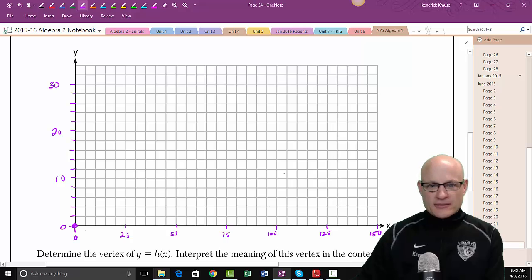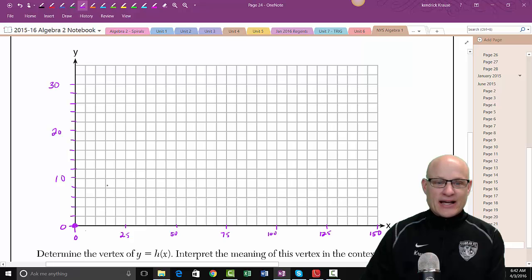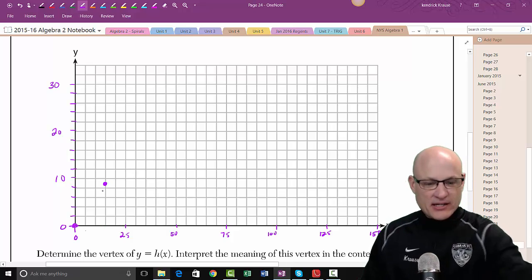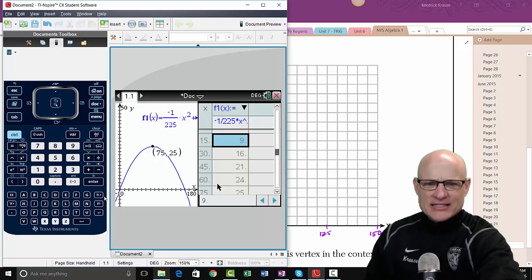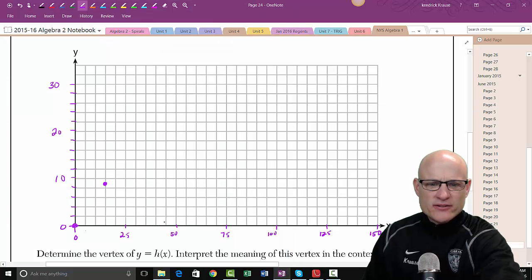Sorry, it's getting late. It's almost 7 o'clock. So at 15, we got to go to 9. So 5, 10, 15, we're going to go up to 9. And let's keep switching back and forth. At 30, we go to 16. So 25, 30, we're going to go to 16. 2, 4, 6.